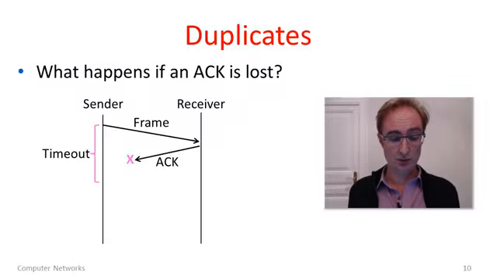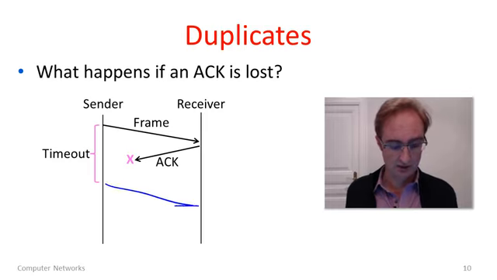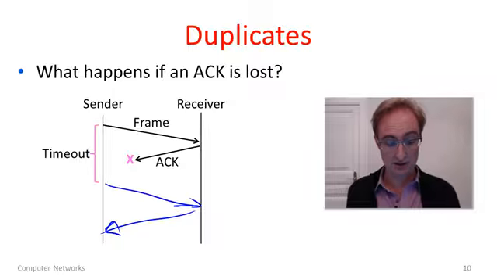Okay, duplicates is a more thorny issue. Let's see what happens if an ACK is lost. Here's our frame being sent. The ACK comes back, the ACK is lost. What's going to happen? The sender will not see anything, and so after the timeout period, the sender will send the frame again. The receiver will see it and send an ACK. Great, looks good.